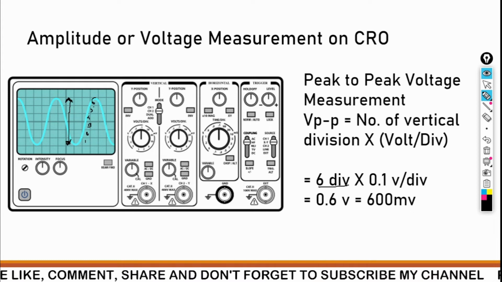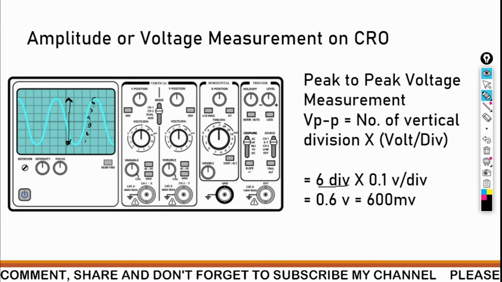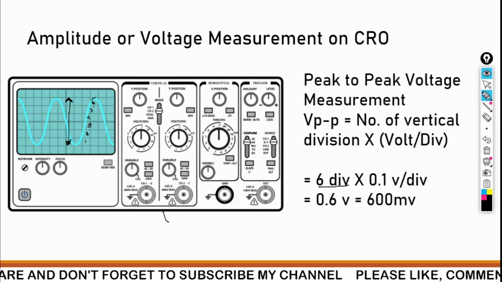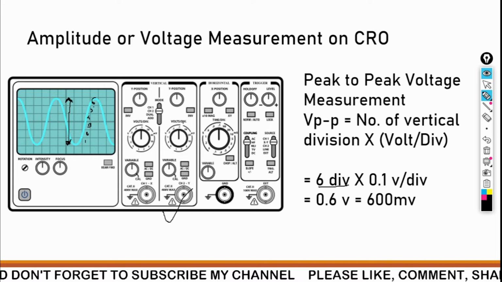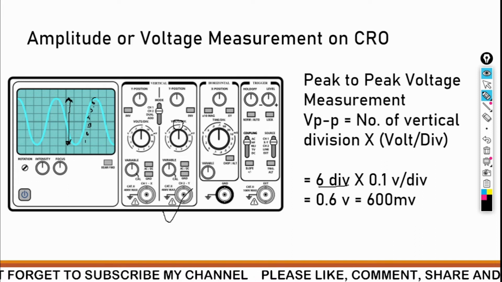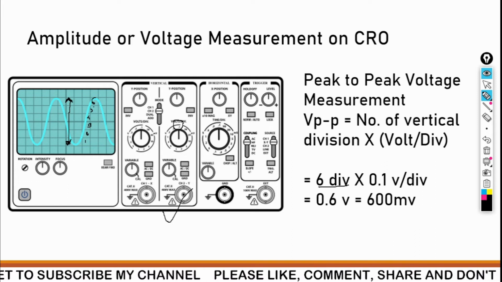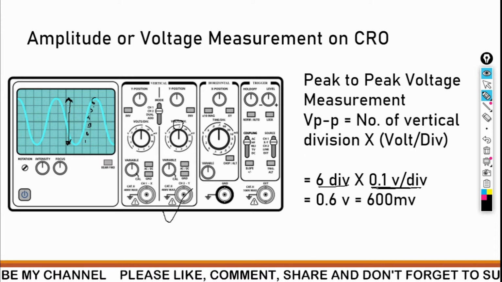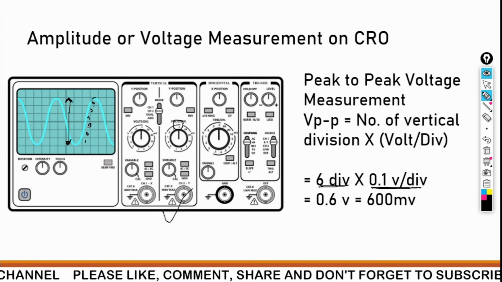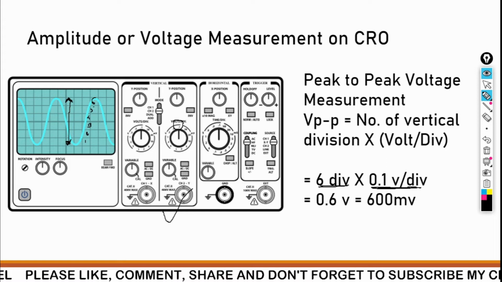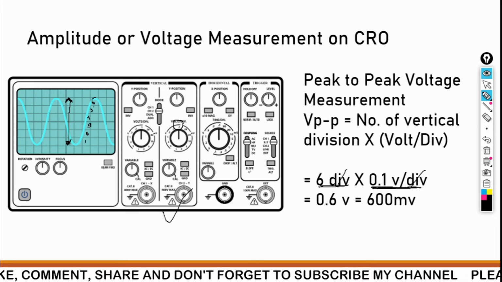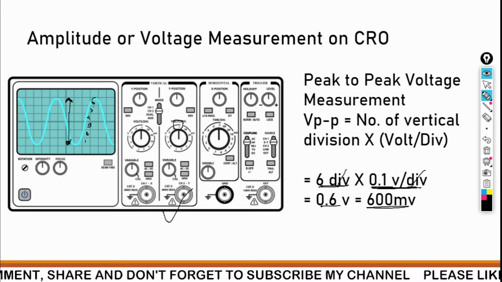And what is the value of the voltage per division? The voltage per division knob is at 0.1. We suppose that channel Y is connected, and we can see here it is at 0.1 volt per division. So what can we say from that? 6 divisions multiplied by 0.1 volt per division. The division will get cancelled, so it becomes 0.6 volt, or we can say 600 millivolt.